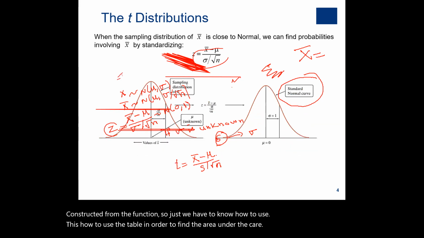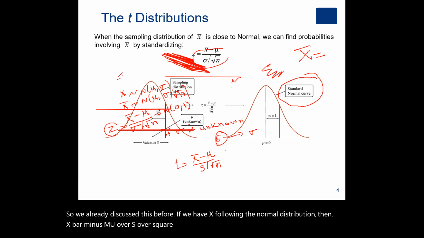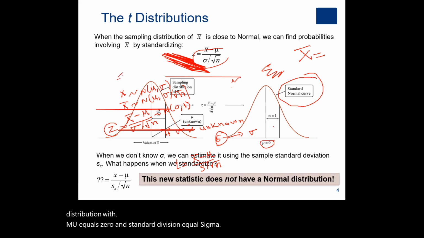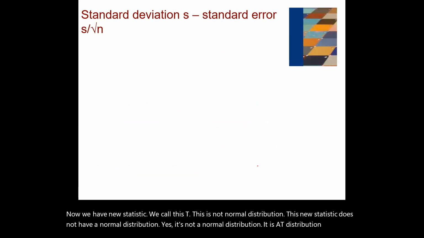We already discussed this before. If we have x following a normal distribution, then x bar minus mu over sigma over square root n follows a normal distribution with mean 0 and standard deviation 1. Now we have a new statistic. We call this t. This new statistic does not have a normal distribution. It is a t distribution. And now let's see what the t distribution is.